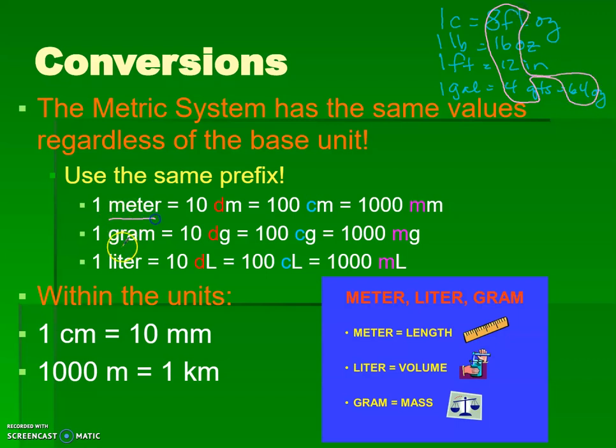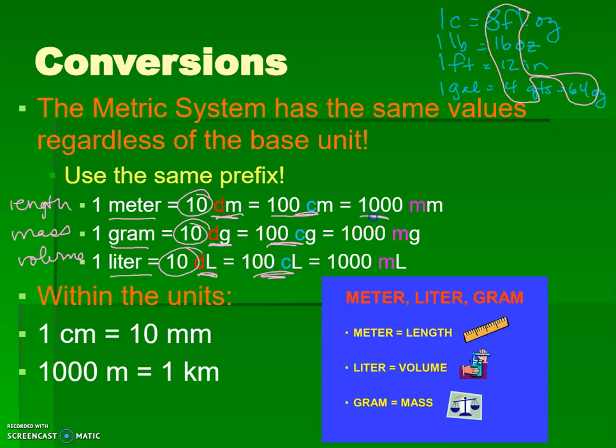But in the metric system, whether you are talking about a length, a mass, or a volume, it's all the same. A decimeter, a decigram, and a deciliter are all 10. Okay? Centi, centi, centi, it's all 100. A millimeter, a milligram, a milliliter. There's 1,000 of them in each one. It's not 8, 16, 12, 4, 64, or anything like that. So it's really, really useful.